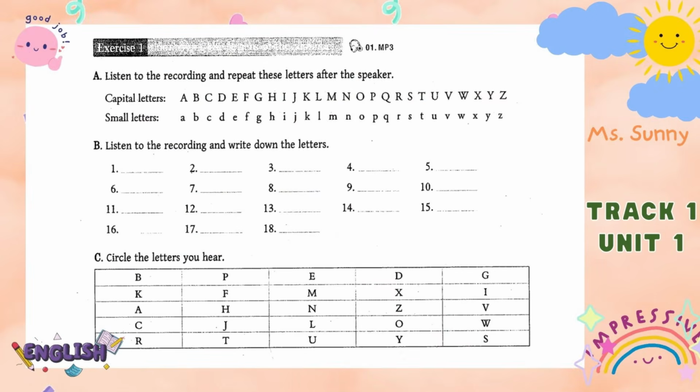Unit 1, Names and Places. Part 1, The Letters of the Alphabet. Exercise 1, Identifying the letters of the alphabet. A. The English alphabet has 26 letters. Now listen to these letters and repeat after me.